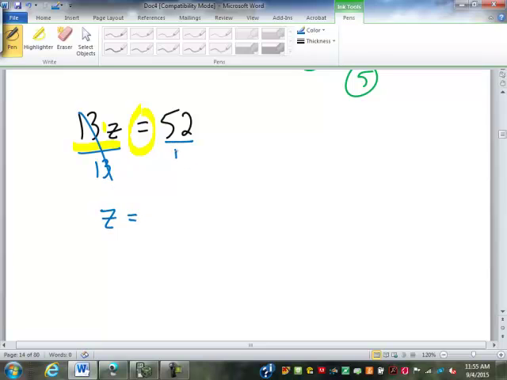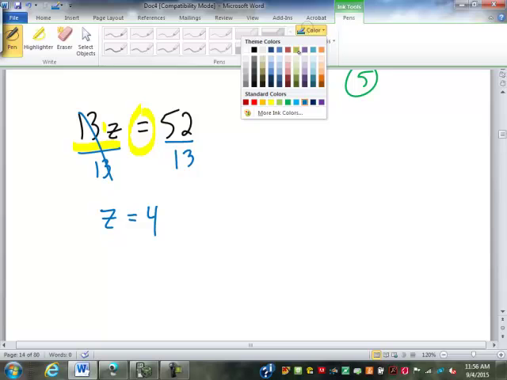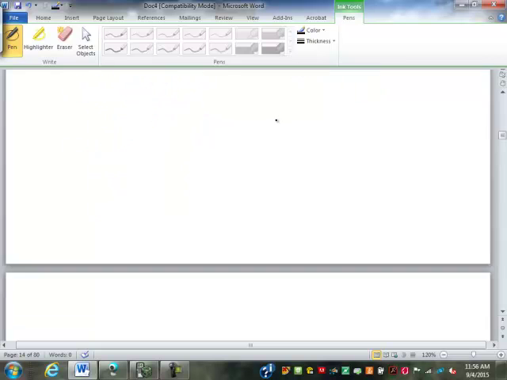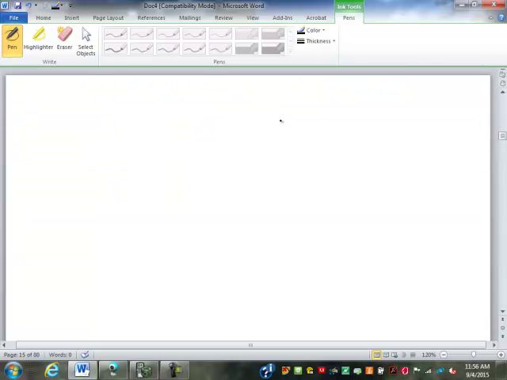We have to do exactly the same thing to the other side. 52 divided by 13 is 4. We could double check. 13 times 4 is 52. So it works. Those are pretty simple equations. They get more complex. And once they get more complex, the difficulty is figuring out how they were built.